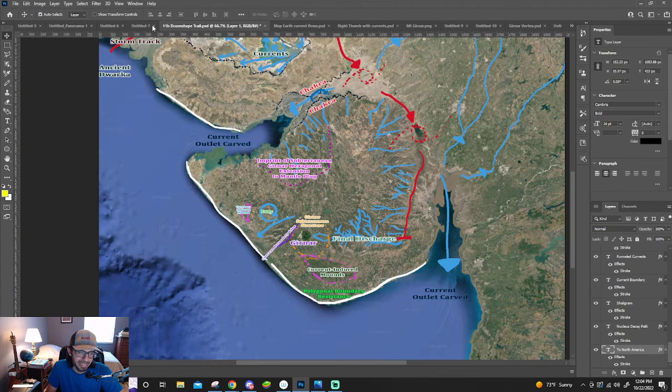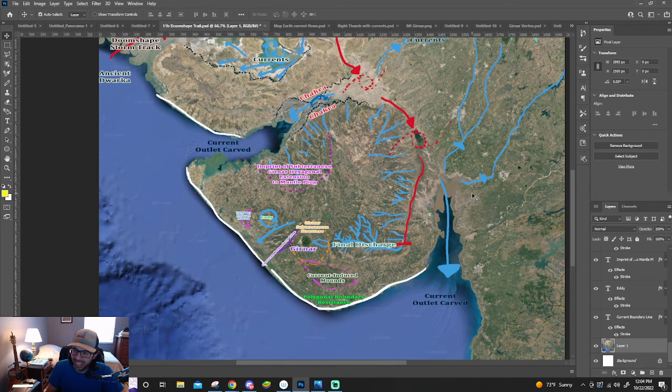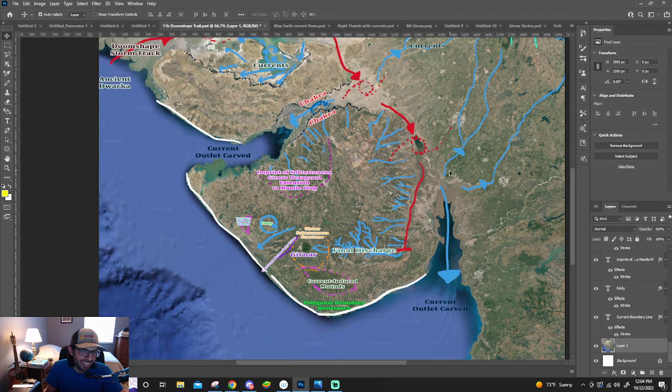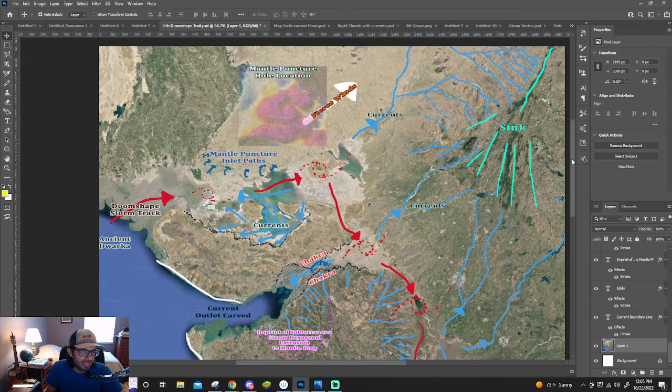One of them. There it is. Pardon the tabs everywhere, even in Photoshop. Oh, God. This mouse wheel. Mouse wheel!